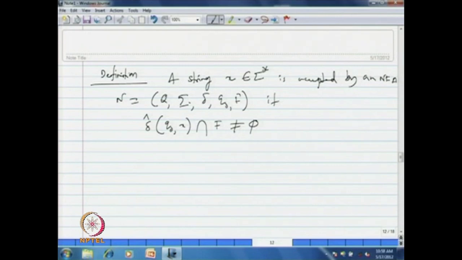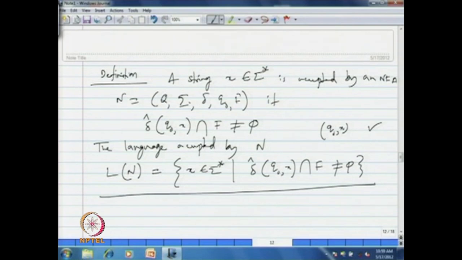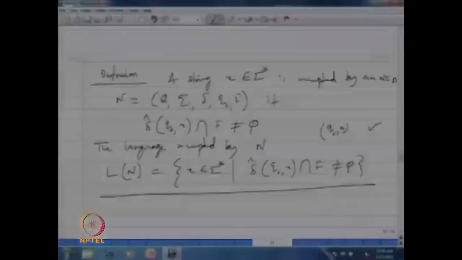So, in the context of the composition tree of q 0 x, there should be a final state among the nodes marked ticked. So, wherever we have marked a tick, if there is a node which is a final state, then we say that the string is accepted. Thus, the language accepted by the NFA N is defined as the language of N, the collection of all those strings x belonging to sigma star, such that delta hat q 0 x and F have a common element at least. So, that is how we have defined the language accepted by an NFA.